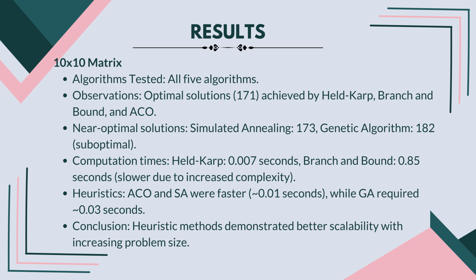For the 10 cross 10 matrix, exact methods showed optimal solutions, but there was a noticeable increase in their computational time, especially in the branch and bound. Among the heuristics, ant colony optimization matched the optimal solution and demonstrated excellent performance in both quality and time, while simulated annealing came close with a minor deviation, but the genetic algorithm lagged, producing a suboptimal result and required more computational time. This highlights the growing advantage of heuristic methods as problem size increases.